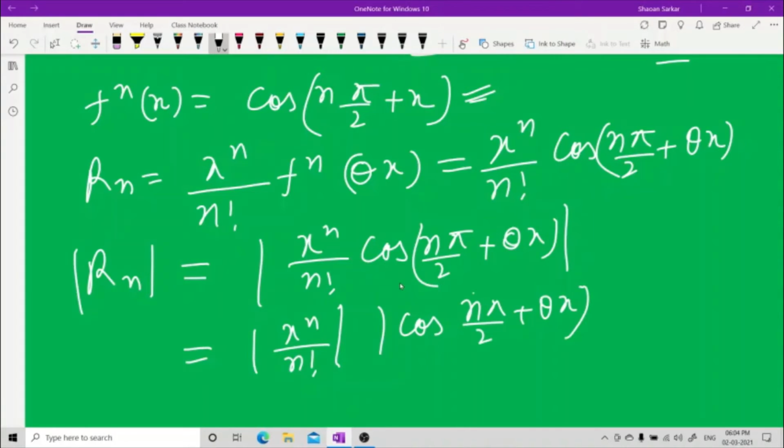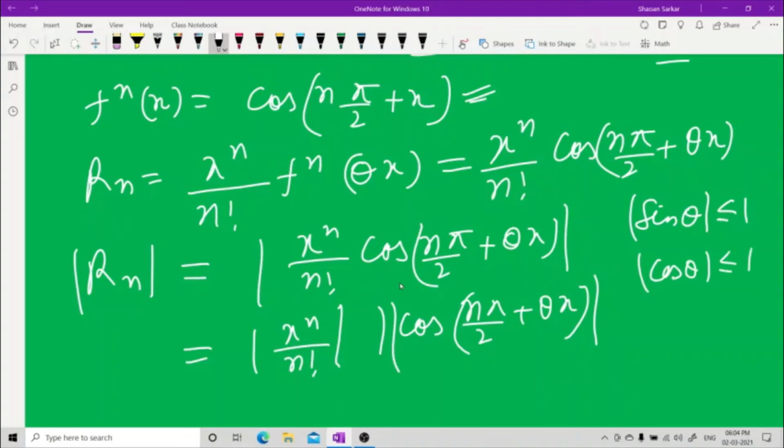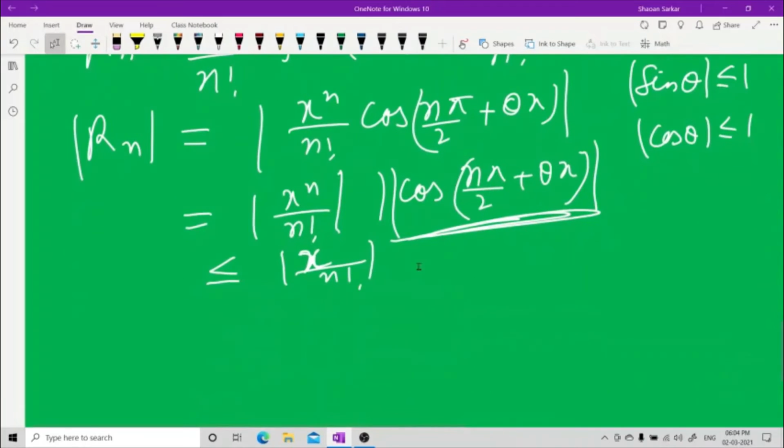Now remember one thing I told you earlier also: mod sine theta is less than or equal to 1, mod cos theta is less than or equal to 1. This quantity is less than or equal to 1. That means this is less than or equal to mod x to the power of n upon n factorial, that is, mod of x to the power of n upon n factorial.